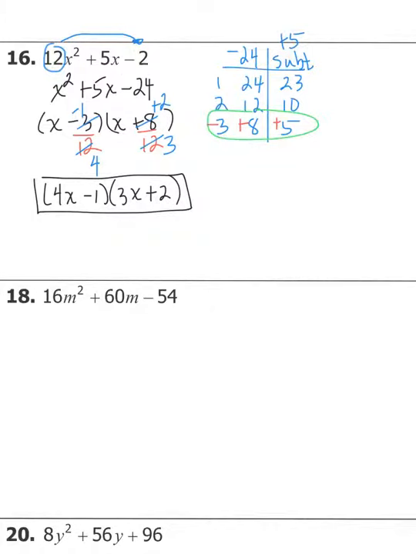All right, so you pause the video and I want you to try 18. All right, so with 18, you kind of have something of everything that we've tried here. You do need to take out a greatest common factor first. I really don't want to multiply 16 times 54. It is a huge number. But instead, I can divide 16, 60, and 54 all by the same number.